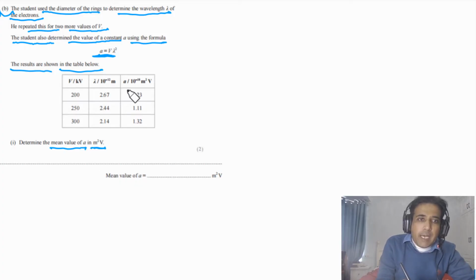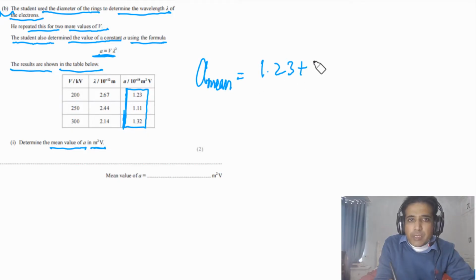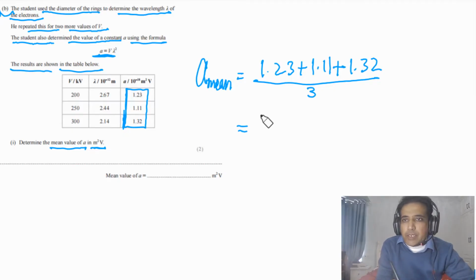So simply we have the values of A. So these values of A are given to us. We need to find the mean value of A. So simply we can say we have to find out A mean. So simply we have to add these values first of all, and then we need to divide by the number of readings. We have 3. So our final answer in this case has to be 1.22 times 10 to minus 18.